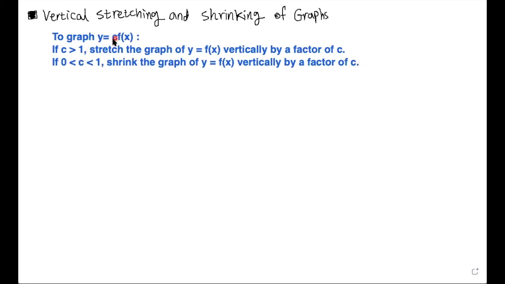If c is between 0 and 1, like 1/2, 1/3, 1/4, 1/5, any number between 0 and 1, then the graph for this function is the graph of y equals f of x, but we shrink it vertically.